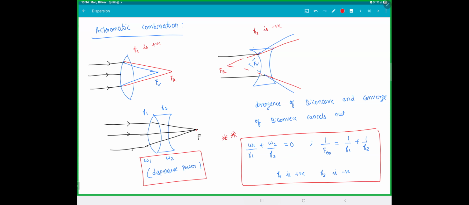There have been questions on this. They gave omega 1, they gave omega 2, they gave f1, and they asked to find f2. In some places they asked to find f equivalent. After getting f2, I can find f equivalent. Combination of lenses.